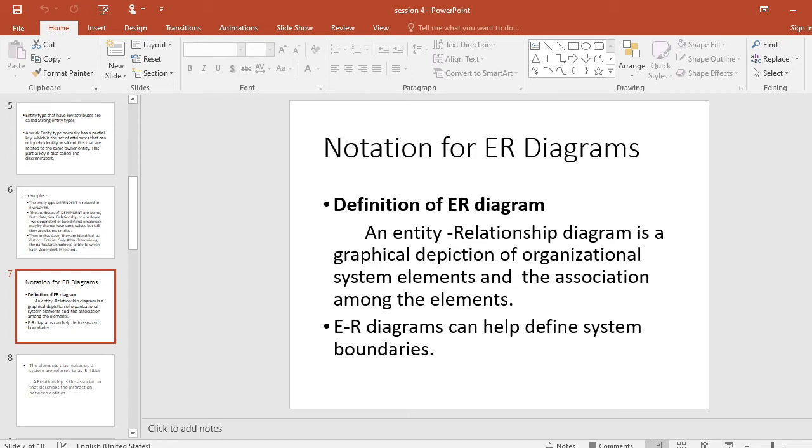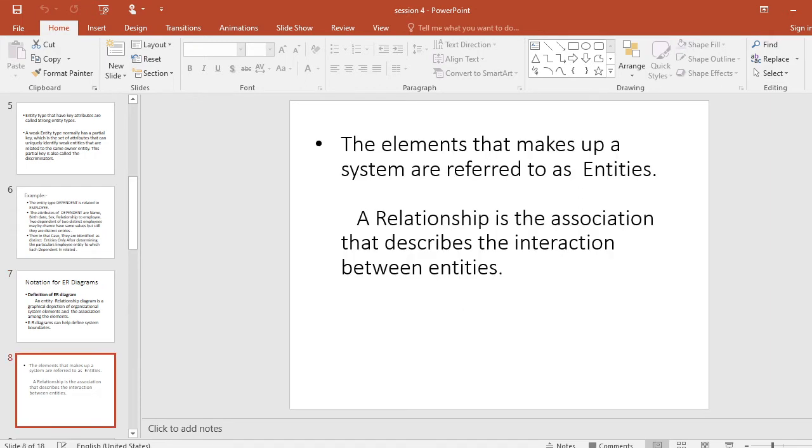So once again, I will explain the definition of ER diagram. The entity relationship diagram is a graphical description of organizational system elements and the association among the elements. The ER diagram can help define system boundaries also. The elements that make up a system are referred to as entities. The relationship is the association that describes the interaction between entities.